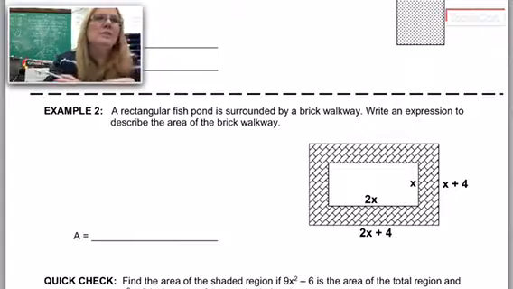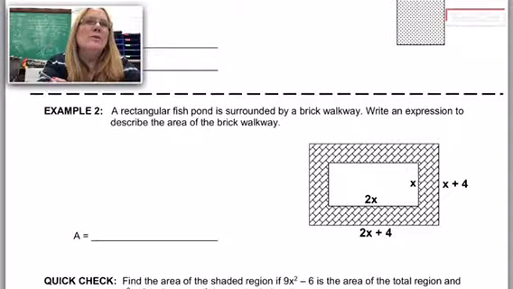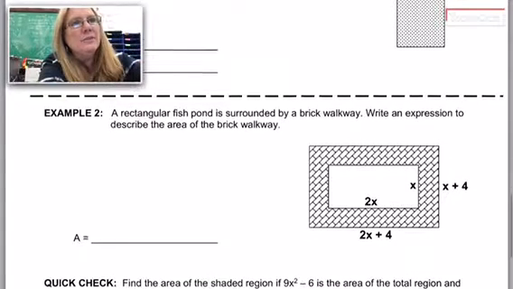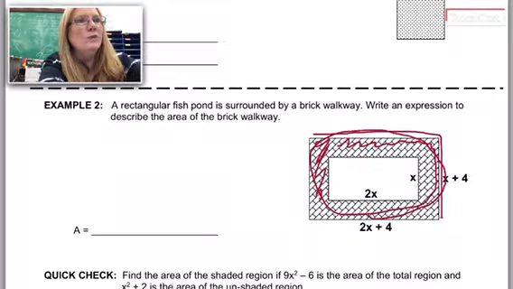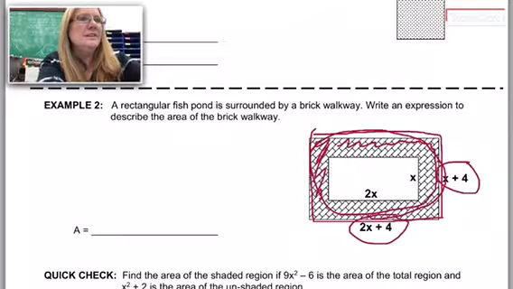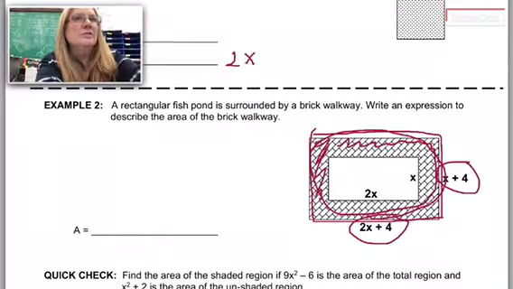Okay. So next, we're going to go to a little bit of a different problem where we have a rectangular fish pond. It's surrounded by a brick walkway. We want to write an expression to describe the area of the brick walkway. So what we care about is, this is all the brick. So we want to get the area of this whole big rectangle, which we know is multiplying x plus 4 times 2x plus 4. So 2x plus 4 times x plus 4.